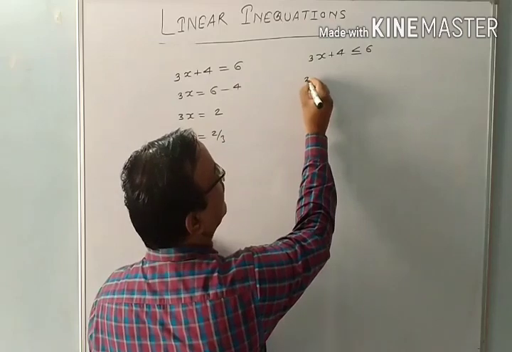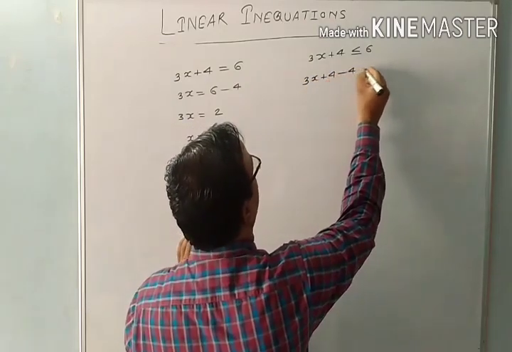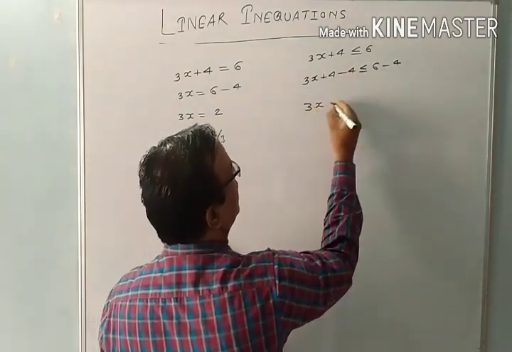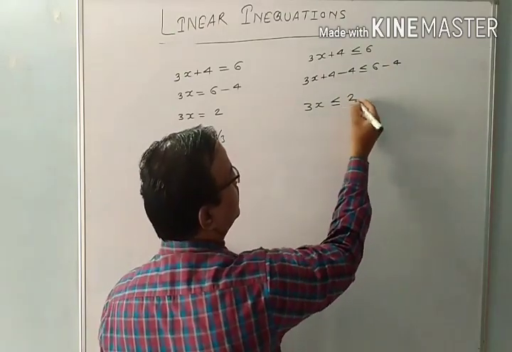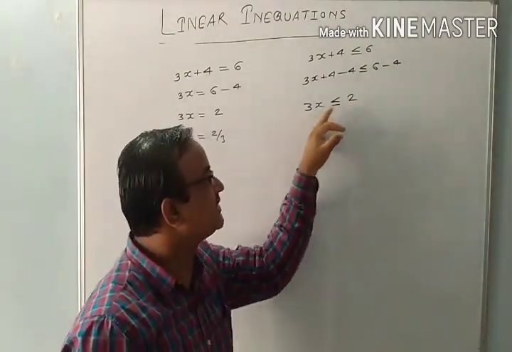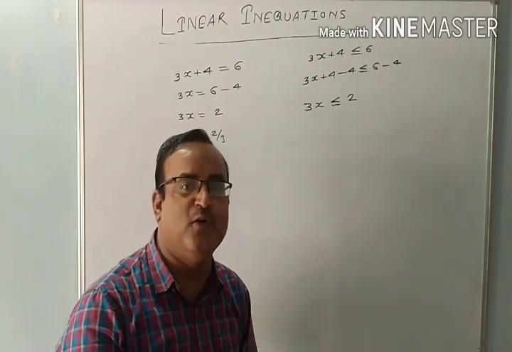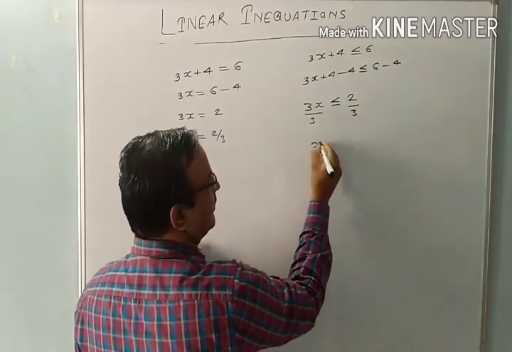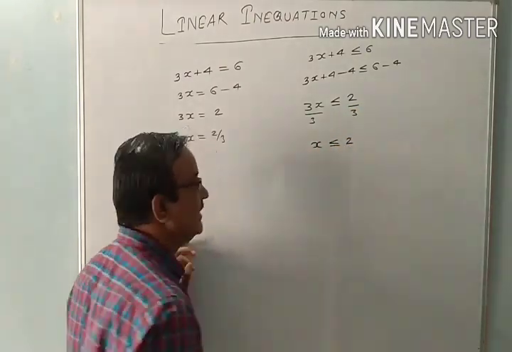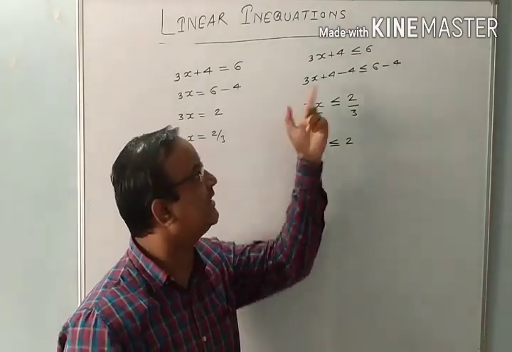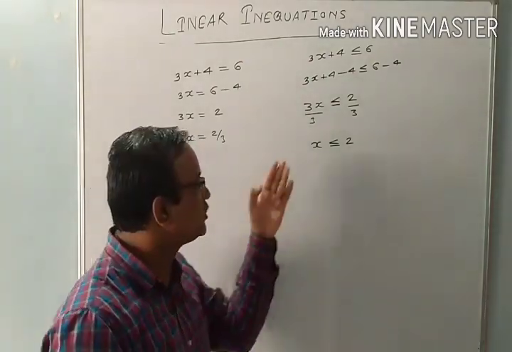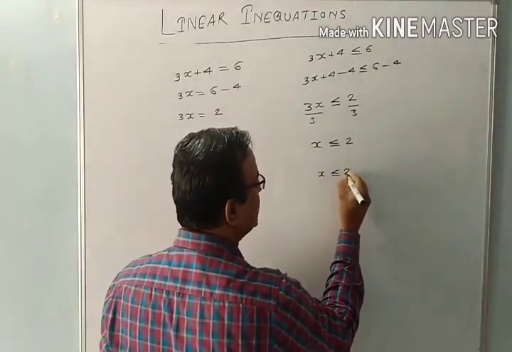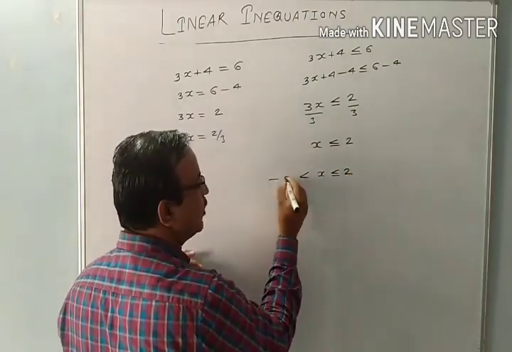So how to solve it? We will write 3x plus 4 minus 4, 6 minus 4. So it is 3x, 4 minus 4 cancels out, and 6 minus 4 is 2. So now you can see here 3x is less than or equal to 2, and we have to find the value of x. First of all we will divide by 3, and when we divide we will get x is less than or equal to 2 by 3. That means the values of x which satisfy the given linear inequation are x equal to 2 by 3 or less than 2 by 3. That means the value of x which is less than or equal to 2 by 3, but it is always more than minus infinity.